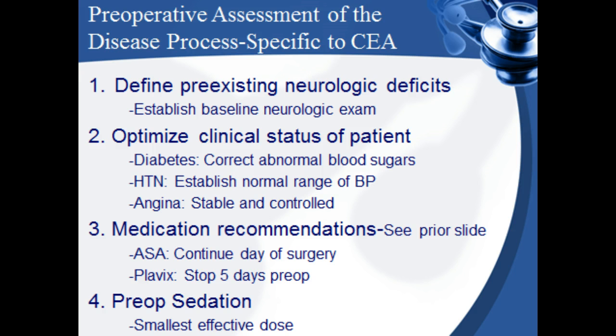Many patients will also be taking additional antiplatelet therapy. This must be balanced against the risk of bleeding. Perioperative Plavix is a risk factor for post-CEA bleeding, especially if it's continued up to the day of surgery. It is recommended to stop Plavix 5 days before surgery. Chronic antianginal, antihypertensive, and antiplatelet medications are usually continued to the day of surgery with the exception of Plavix as noted above. Number 4, preoperative sedation should be restricted to the smallest effective dose.